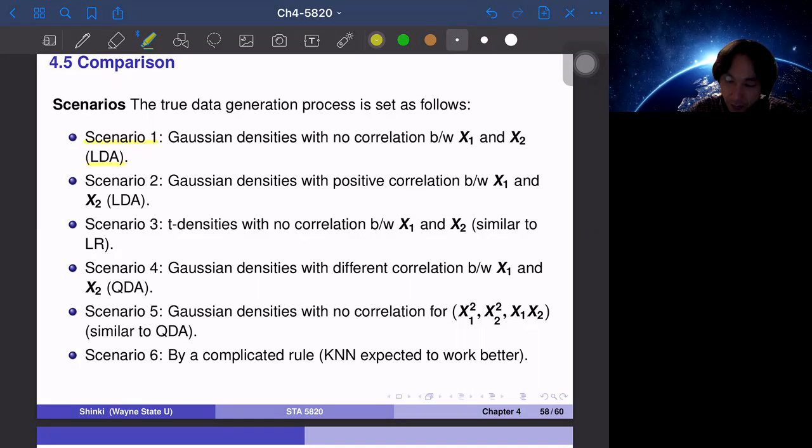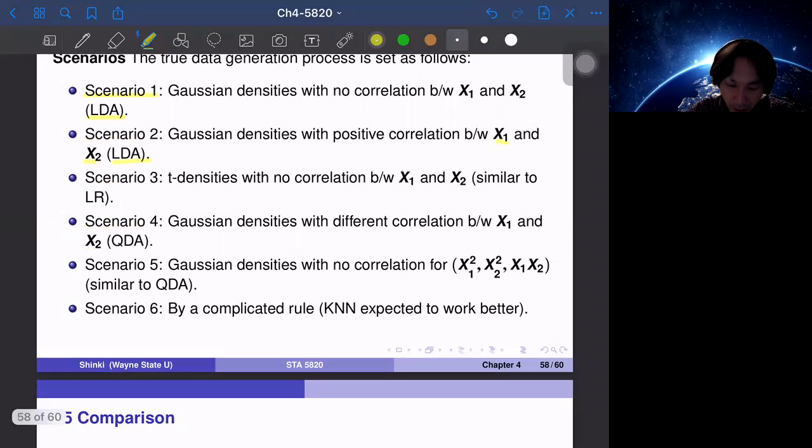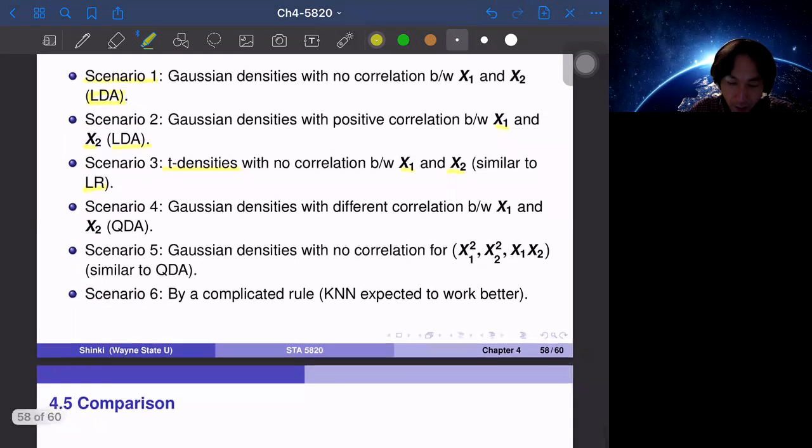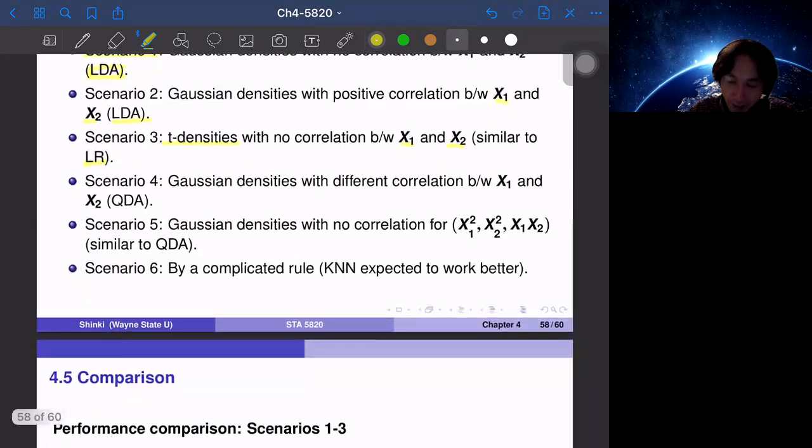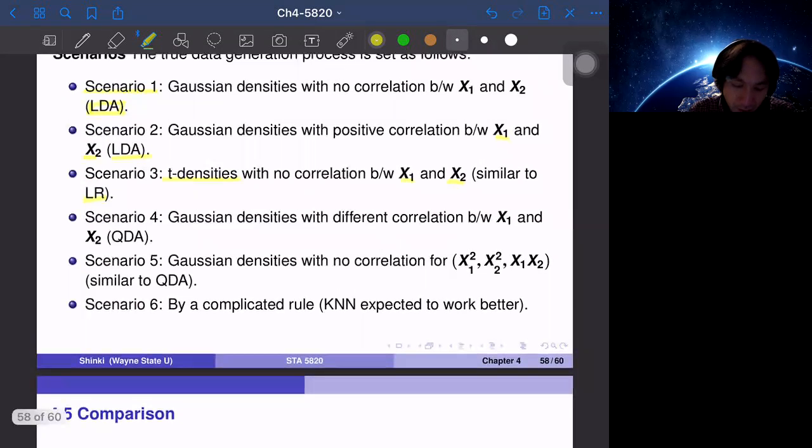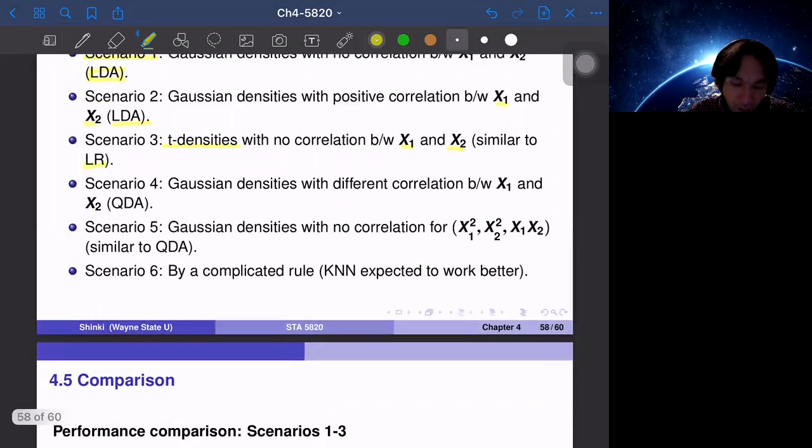Scenario 2, still the LDA case, but with positive correlation between x1 and x2. So maybe it affects some other models' performance. Scenario 3, t densities with no correlation between x1 and x2. So the Gaussian assumption of LDA is violated, so probably logistic regression performs better than LDA. But still, the structure is similar, so logistic regression and LDA perform better than other models.